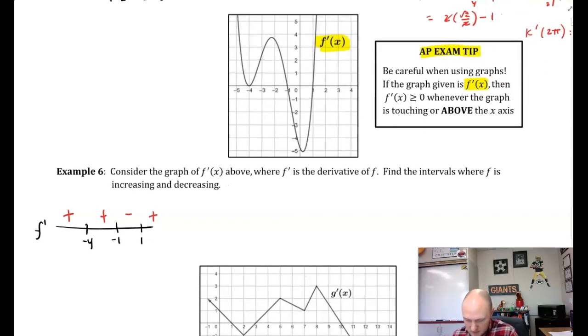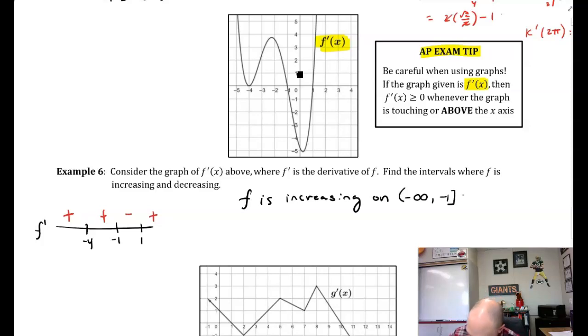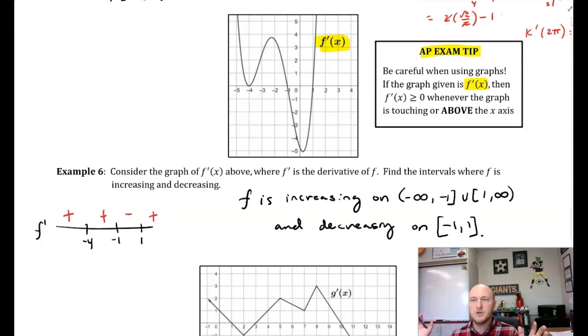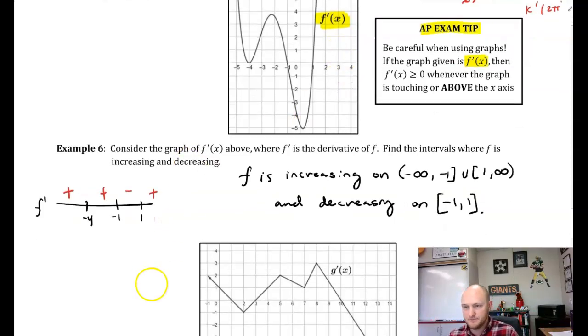So, what does that mean? Well, we can say f is increasing on -∞ to -1 union 1 to infinity, and decreasing on -1 to 1. There you have it. Super easy. F prime, super, super easy.